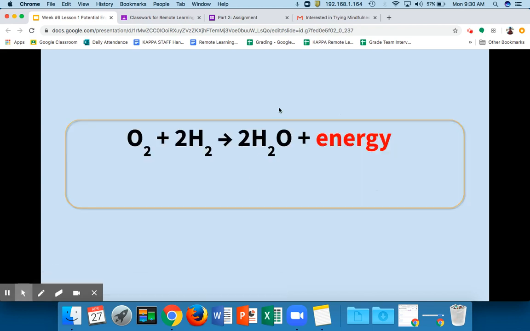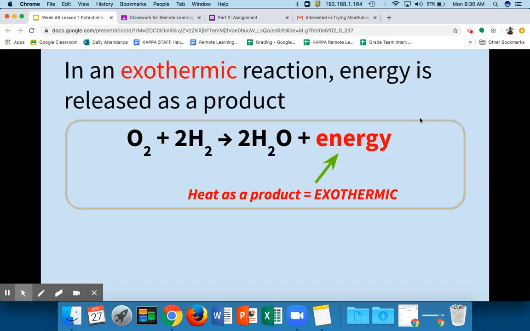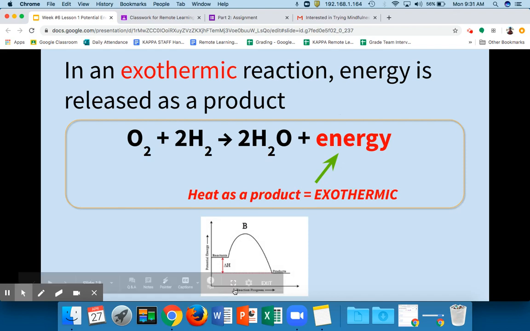So whenever energy is being given off, or heat is being given off, this is an exothermic reaction. So energy is released as a product and it's written on the product side of the equation. If this helps you to write it down, pause the video now. And for your graph, products are lower than where the reactants started.